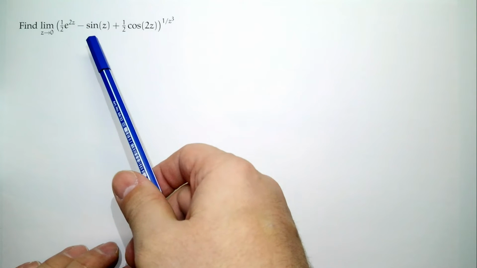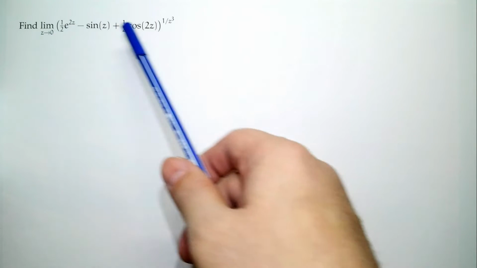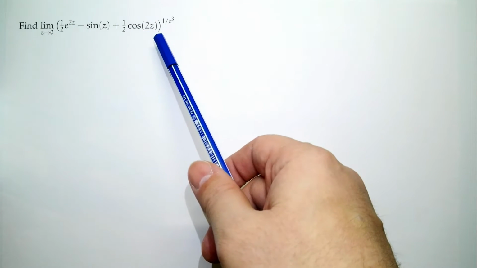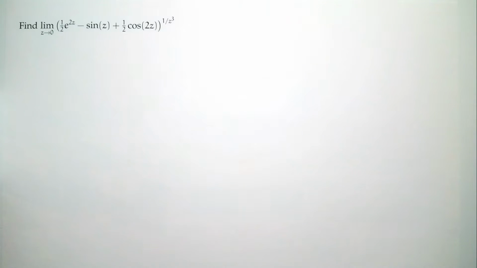then you have this expression, 1/2 e to the 2z minus sine of z plus 1/2 cosine of 2z, and all of that is being raised to the power 1 over z cubed. All right.